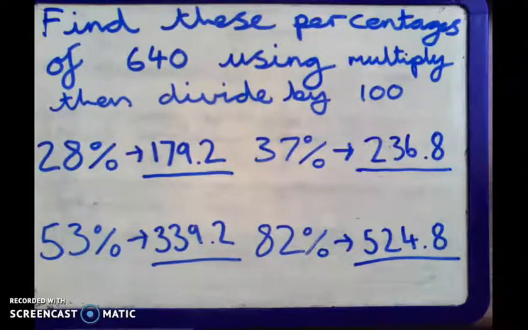Keep practicing this method and also keep practicing your key percentages.